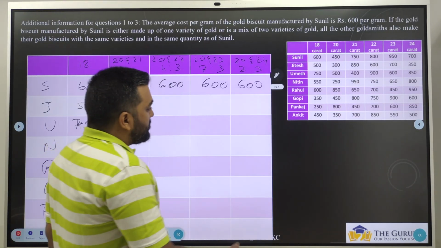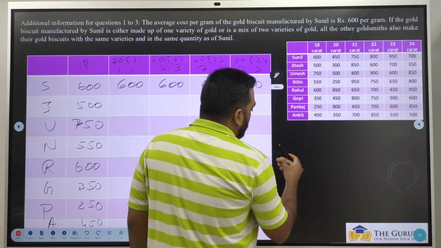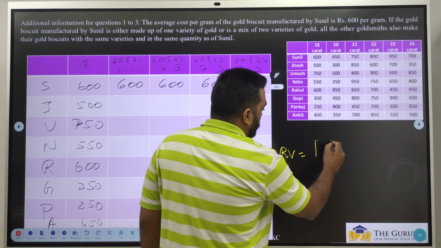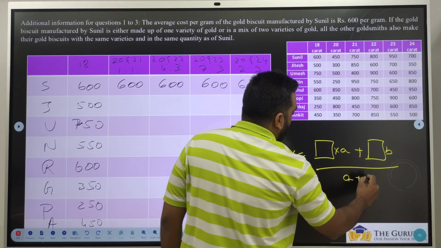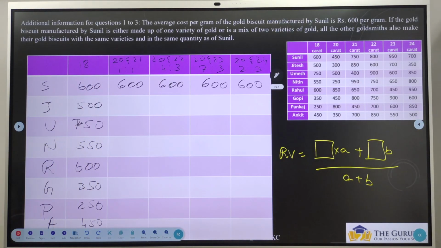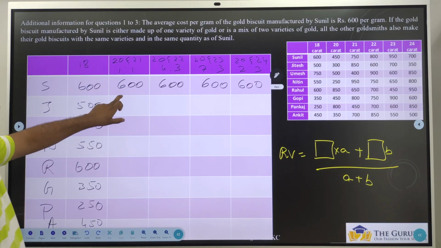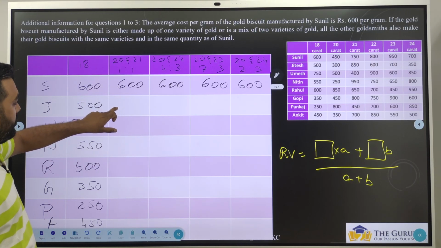Now, how do I use this one? If you remember, the resultant average formula is equal to N1 A1 plus N2 A2 by N1 plus N2. Yes or no? When two items are mixed in the ratio A:B, we will multiply the overall values with A and B: N1 A1 plus N2 A2 by N1 plus N2. That's the formula we learnt in mixtures and alligations. We'll try to apply the same thing over here. Now apply the same thing for the first person over here.